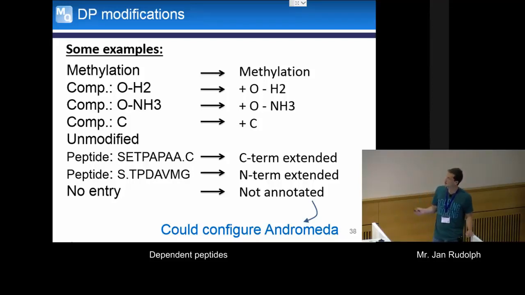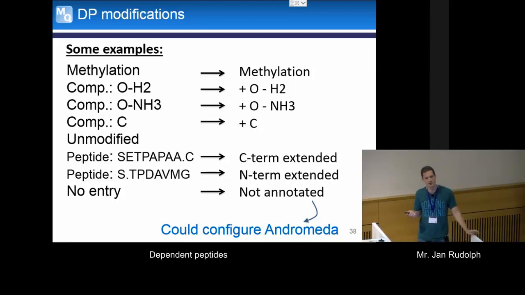Then there can also be peptides which have this dot annotation. So this means that the peptide was extended in the C or N terminal. And there can also be this no entry section. So the no entry just means that, okay, so where do all these names come from?